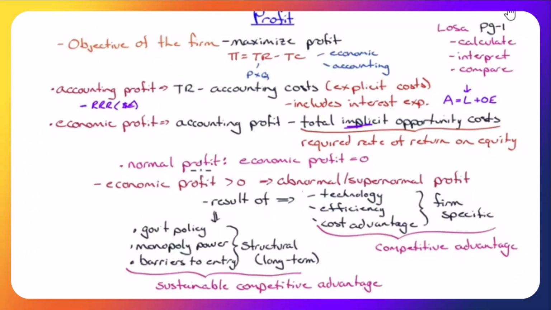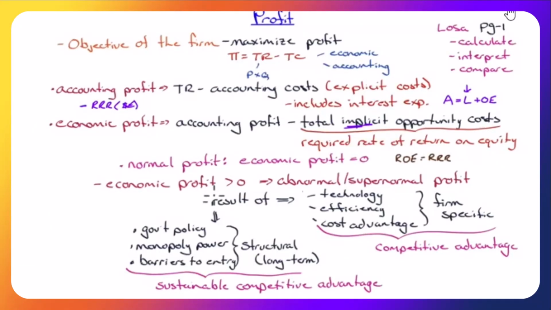If we have a situation where our economic profit equals zero, we refer to that as normal profit. That doesn't mean that the company is not making any money. It means that its accounting profit is just enough to cover off all of those opportunity costs, the big one being the required rate of return. So typically we simplify just by saying that economic profit equals zero is a situation where return on equity is exactly equal to the required rate of return.